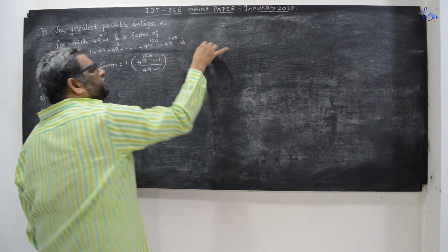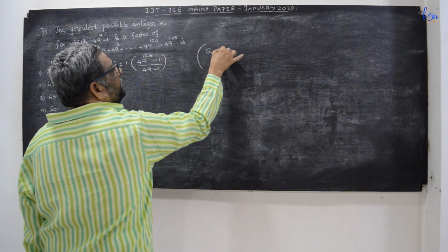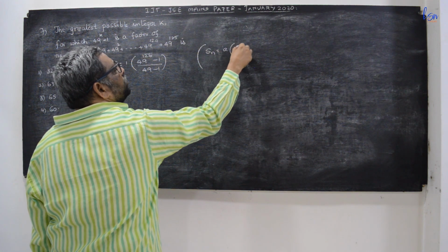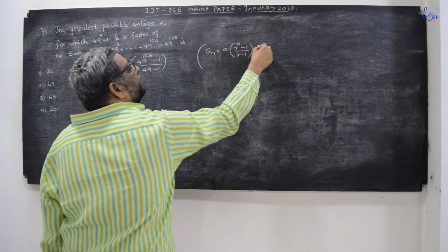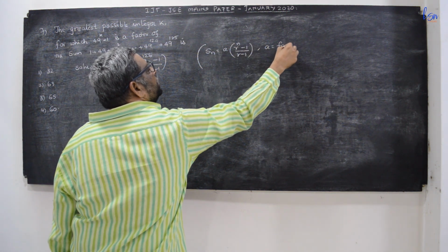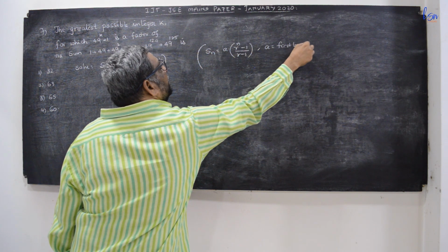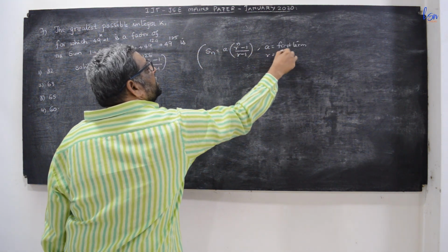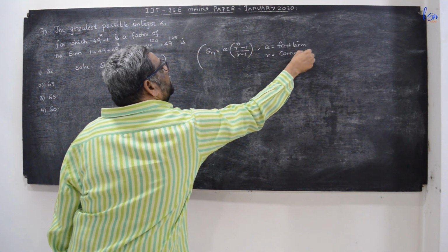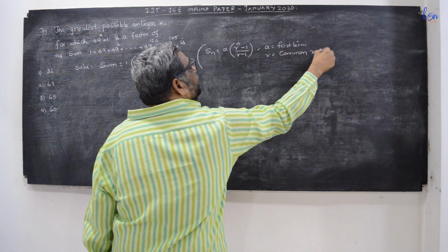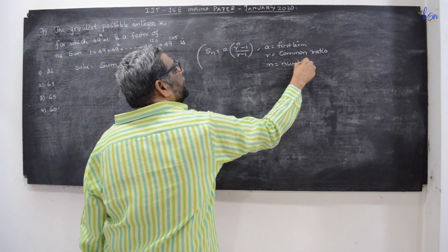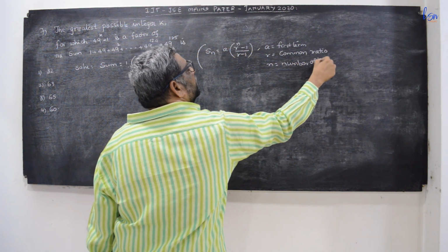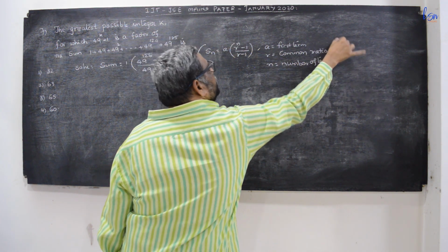This is Sn equal to a into r to the power of n minus 1 by r minus 1, where a is the first term, r is the common ratio, and n is the number of terms in a GP.